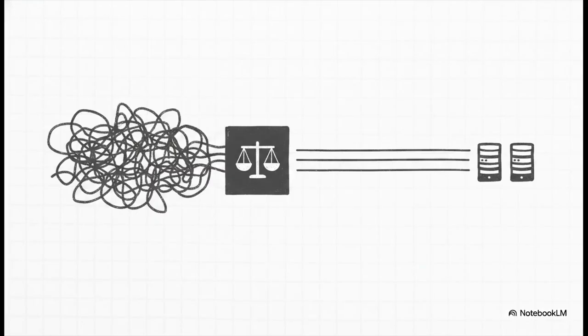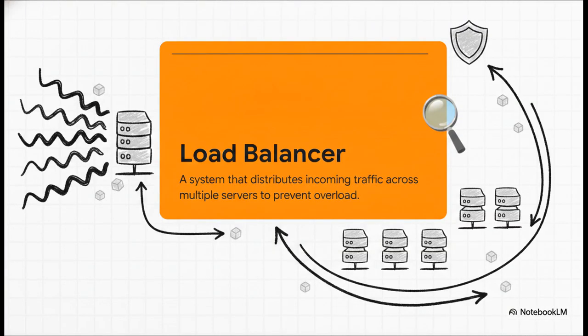Section 2. Enter the load balancer. This is the technology acting as the ultimate traffic cop for the internet. So, what is it? A load balancer is basically a centralized system that sits in front of your backend servers and distributes all that incoming traffic across them. Its entire reason for existing is to catch a user's request, figure out which server is free, and seamlessly pass that traffic along so nothing gets overloaded.